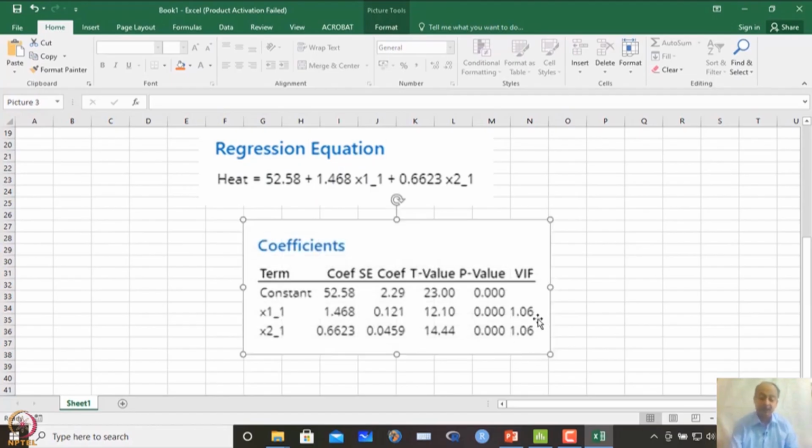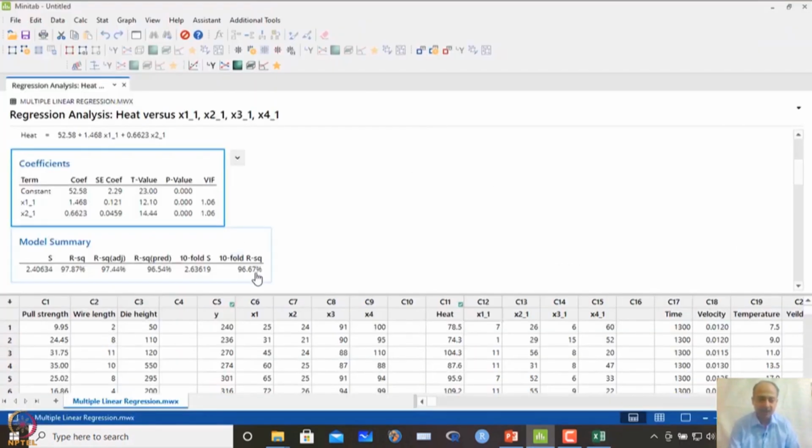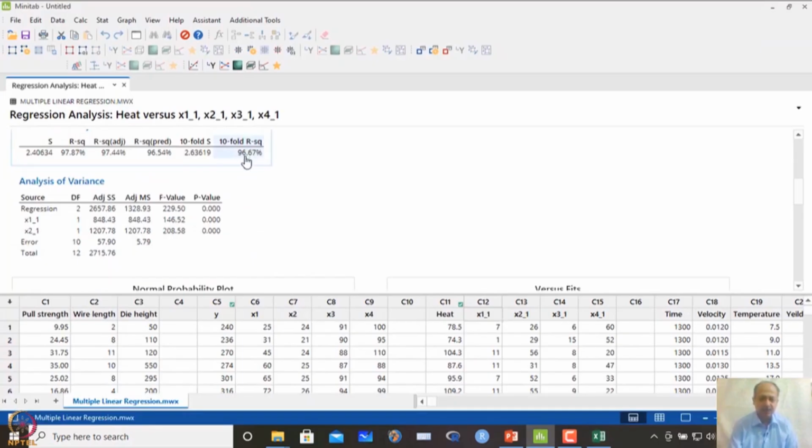When it is near to 1, that means it is quite perfect and the multicollinearity problem does not exist now, and x1 and x2 are independent over here. We can assume independence between the variables. So, we have basically removed x3 and x4 over here, and the R square value and tenfold cross validation are more or less close to each other.